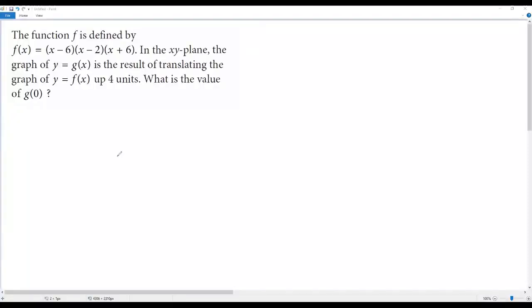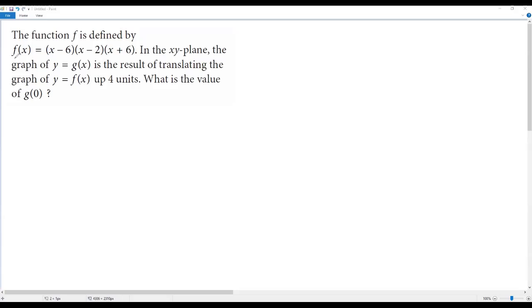Here we have a SAT math question. Okay, let's go to the information. The function f is defined by f of x equals x minus 6 times x minus 2 times x plus 6. In the xy plane, the graph of y equals g of x is the result of translating the graph of y equals f of x up by 4 units. What is the value of g of 0?